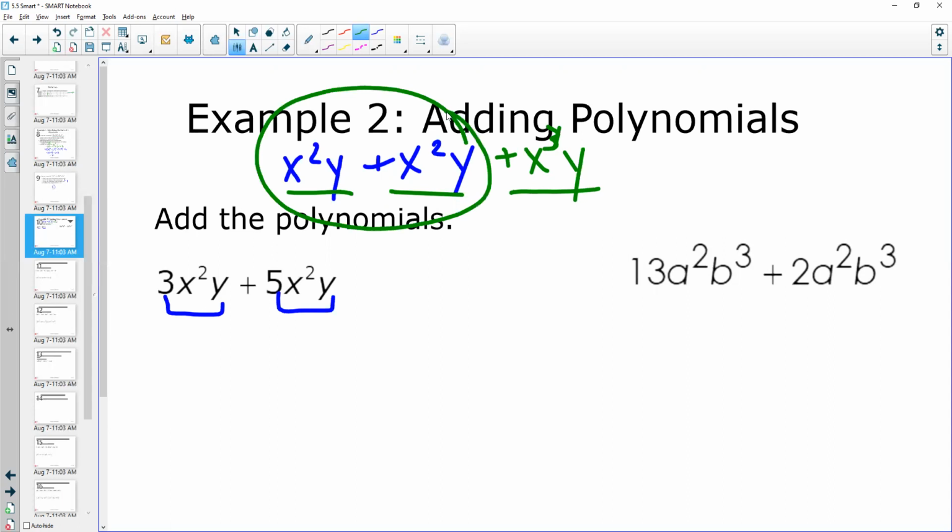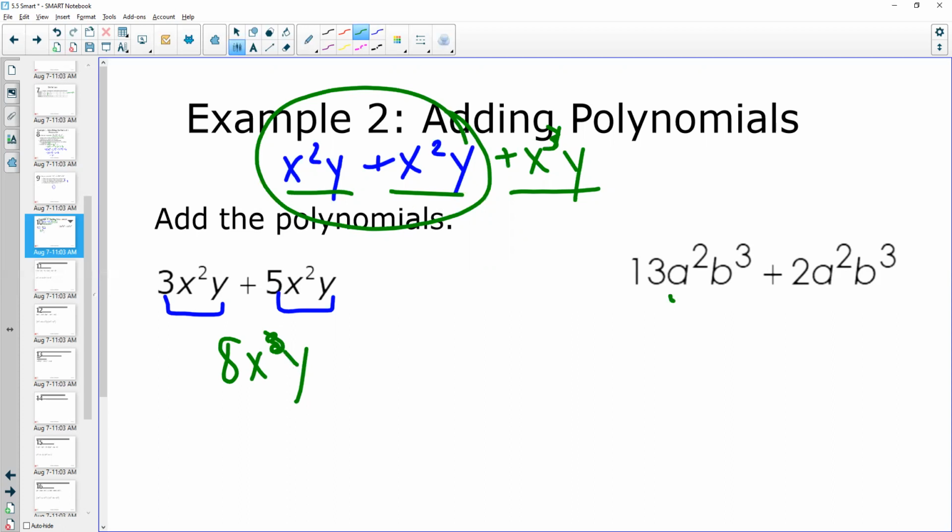So with the variable terms, it's almost like a fruit. Like x squared y and x squared y are like oranges. I can combine oranges and have more oranges. But I can't combine oranges and bananas and get something new out of that. That's not okay. So in this one, I have 3 of them, and then I have 5 more. I have 8x squared y.